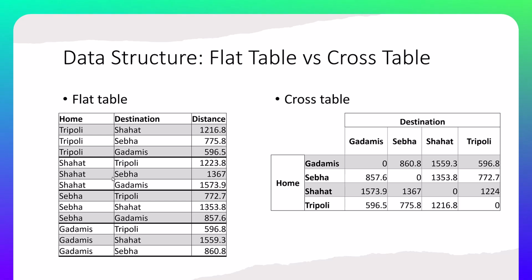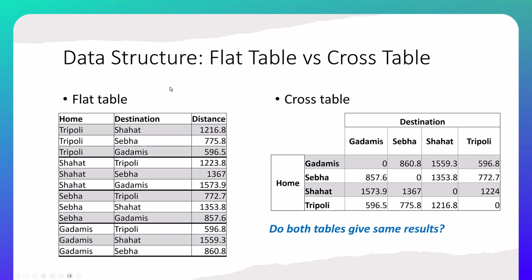So although the information is the same, both tables are different in the way they are designed. And this is what you need to understand and keep in mind. So the flat table is the source of data that you're going to use to create the pivot table. And the cross table is actually going to be our pivot table. So it's safe to say that the cross table is a product of the flat table, or a customized view of the flat table.